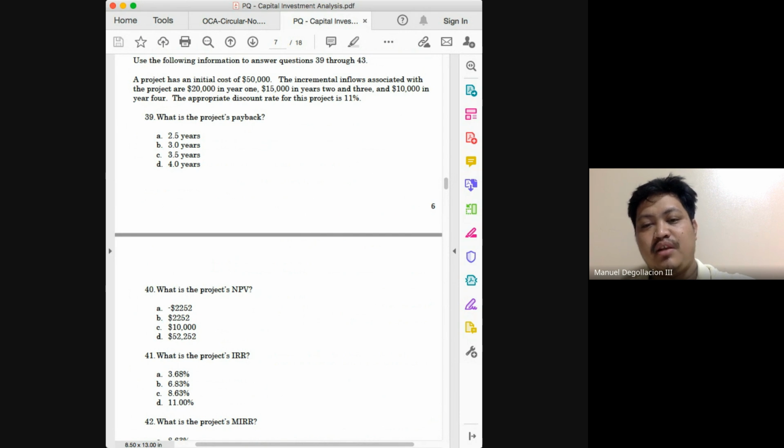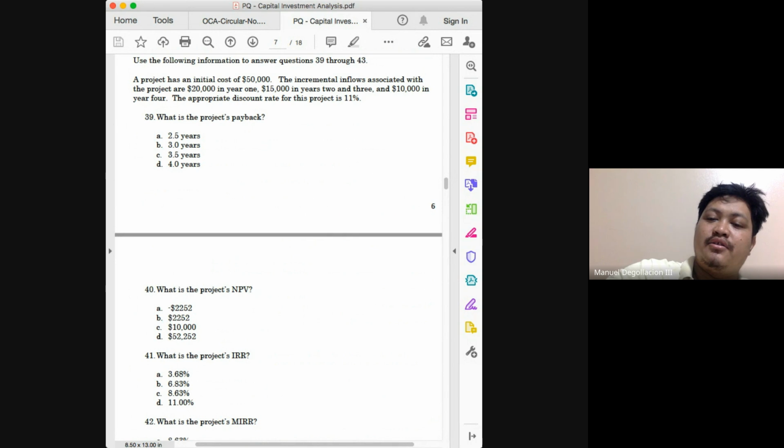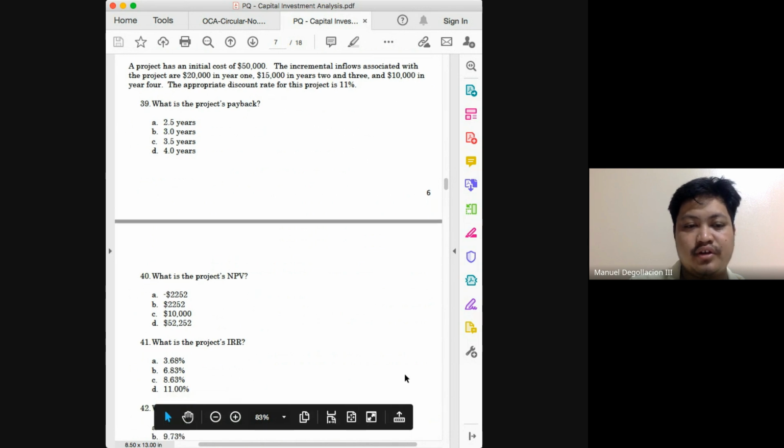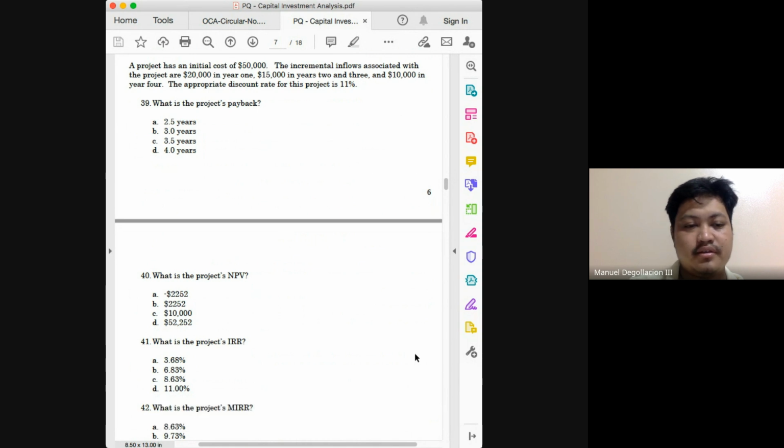We need a lower discount rate because our NPV at 11% was negative. We want the negative amount to be 0 for us to determine our IRR. So we would expect that our answer here would be lower than 11%. And true enough, 3 of the 4 choices are lesser than 11%. After using trial and error, your answer here should be 8.63%.